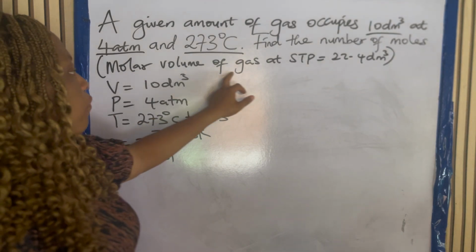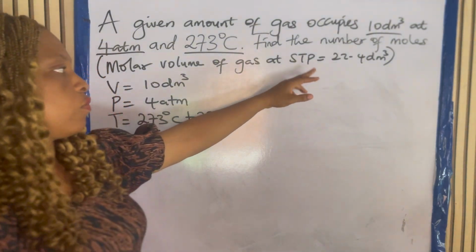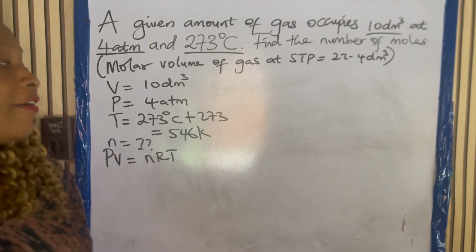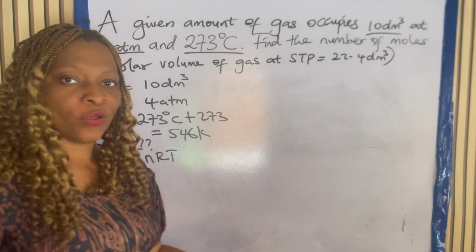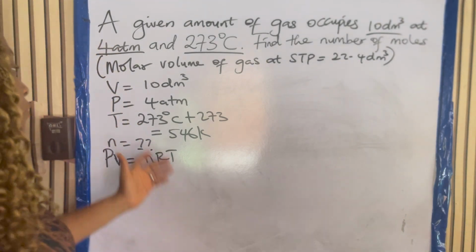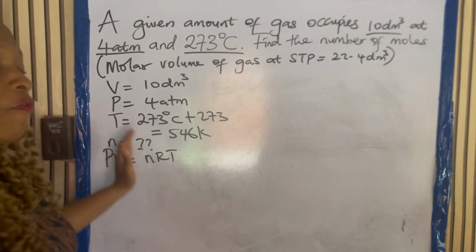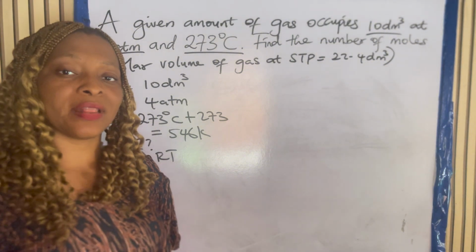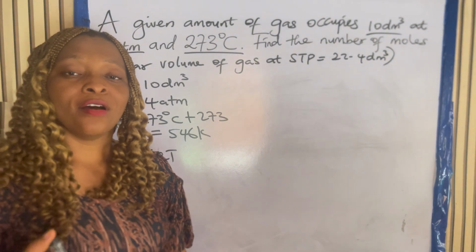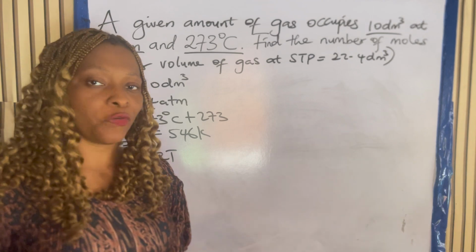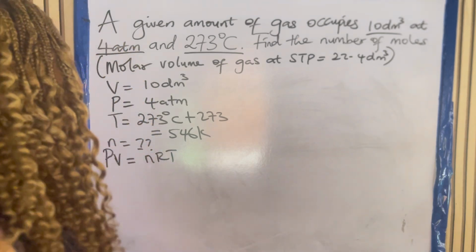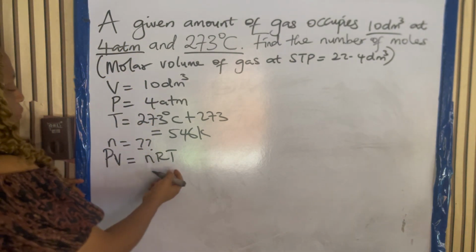Now this molar volume of gas at STP is equals to 22.4. Definitely you're not going to use it here. The examiner just gave it to you to confuse you. So that is why it is very important you write out your parameters before solving, because when you write out your parameters, it's going to give you a clue or tell you which formula you're going to use. Is that okay? Okay, so PV is equal to nRT.